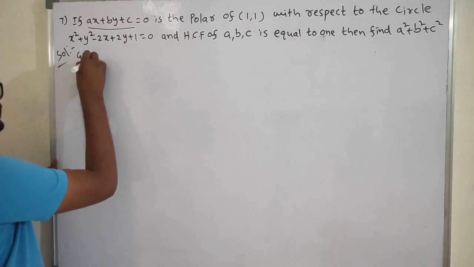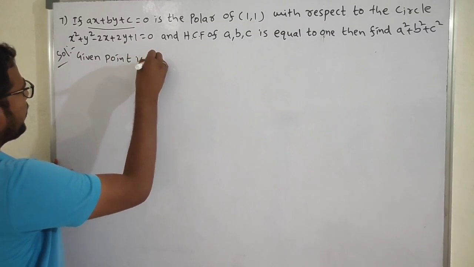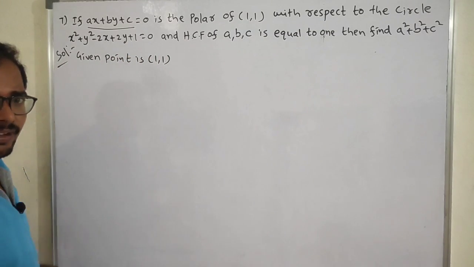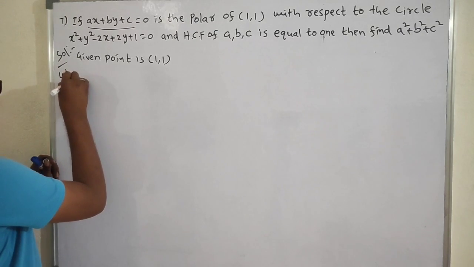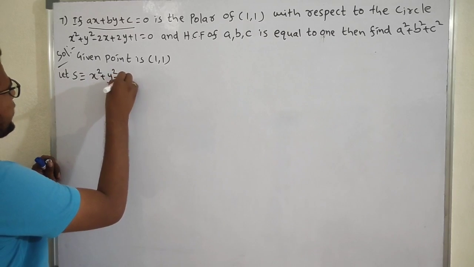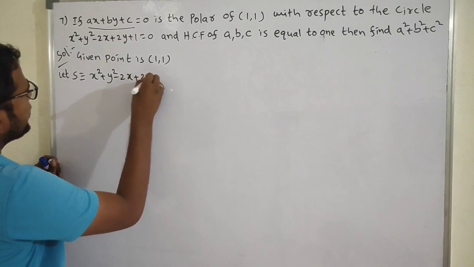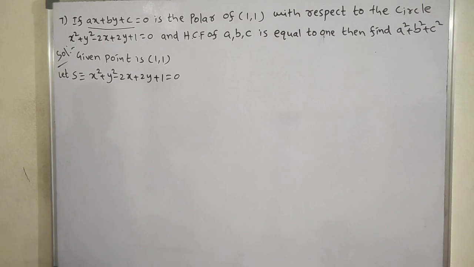Given point is (1, 1). What is the given equation of circle? Let S = x² + y² - 2x + 2y + 1 = 0. This is the given equation of circle. Then find the g value, f value, c value.